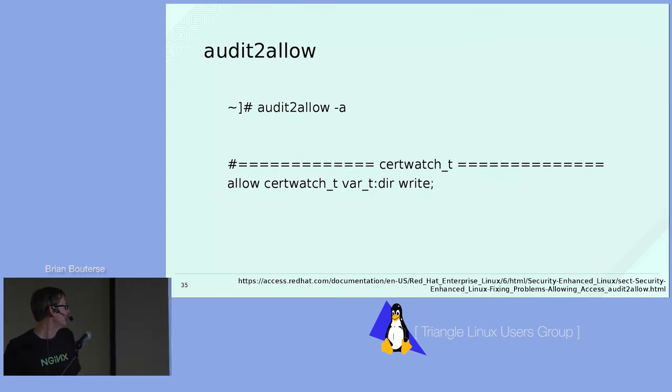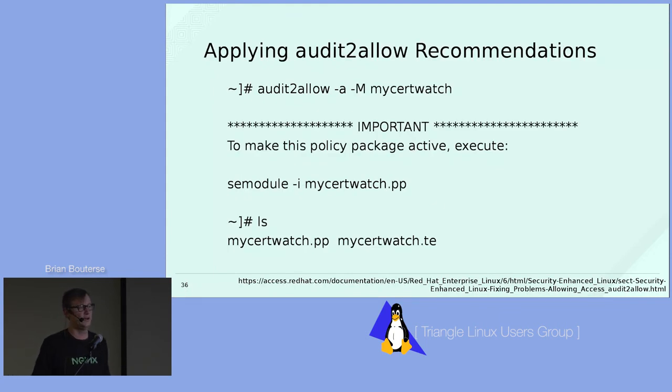You'll get something like this, which says, well, this is an allow rule that you should run into your policy. But the question is, how do you get this into your policy? Well, you can have audit2allow actually create and compile a policy that you can then install on your system. So this is kind of like an aftermarket policy that you as an administrator are creating.